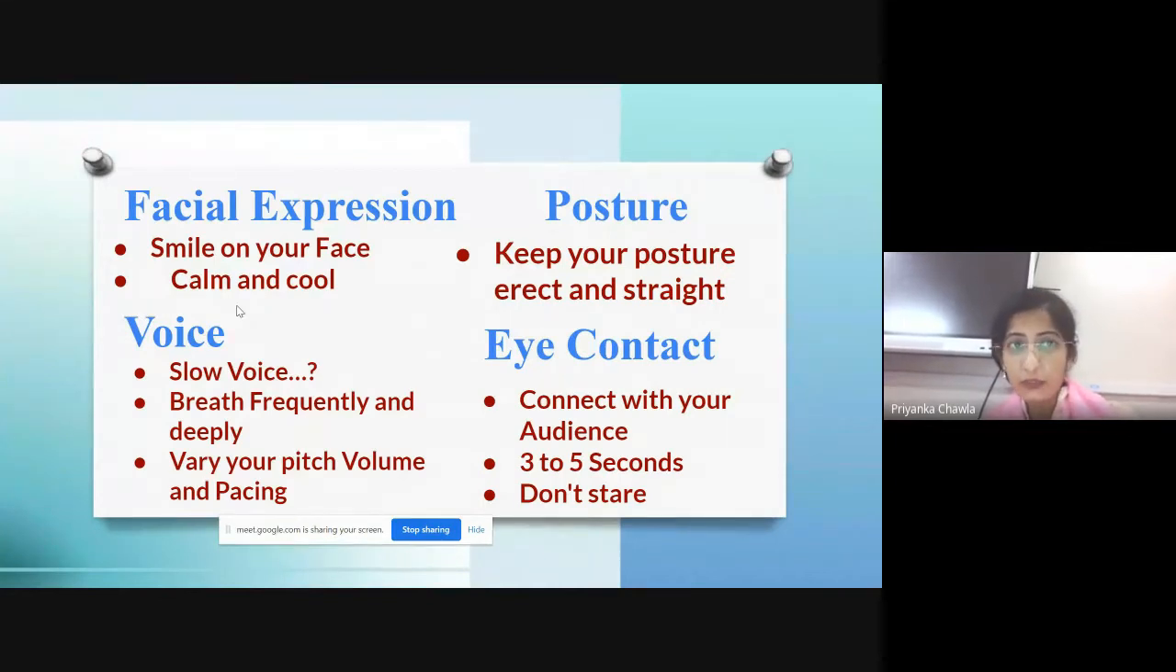Eye contact, I know that eye contact is not possible at that time, but then you have to face your camera, your device camera. Always ask your audience, if possible, to turn on their cameras. If they turn on their cameras, you will be able to see them and judge what they are doing. Obviously, listeners are more important.